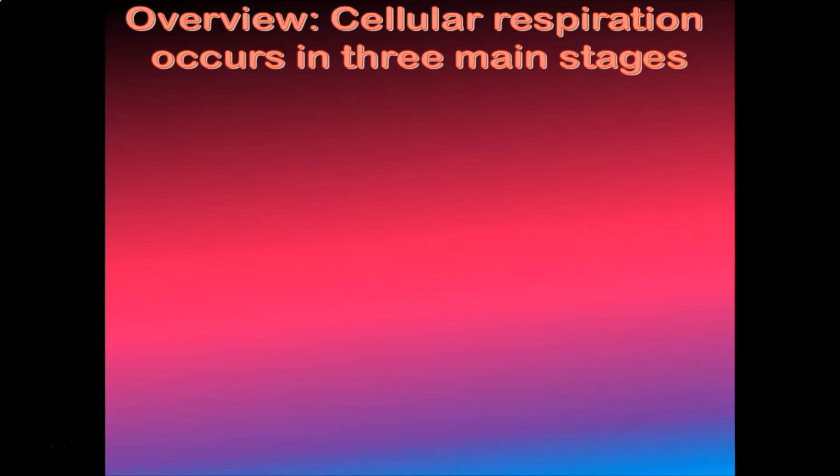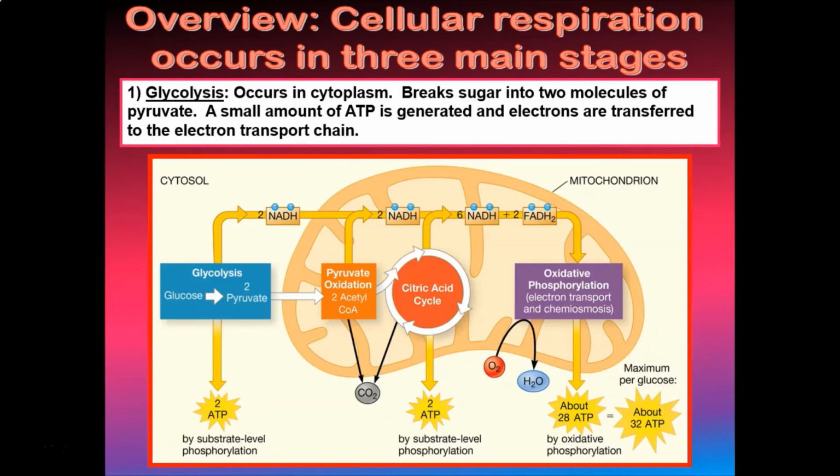Cellular respiration occurs in 3 main stages. All right. So the first stage is going to be glycolysis. And this occurs in the cytoplasm. It's going to break sugar into 2 molecules of what we call pyruvate. A tiny amount, 2 actually, ATP are generated, and electrons are going to be transported to the electron transport chain. Okay, and glycolysis, because it happens out in the cytoplasm, anything can do this. Even prokaryotes, right? Because they don't have these big complex organelles like we do. As a matter of fact, this used to be a prokaryote probably, right?